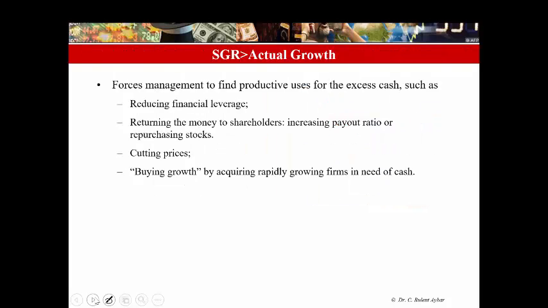If the sustainable growth rate is exceeding actual growth rate, the firm might reduce its financial leverage, or it might return money to shareholders by increasing payout ratio. It might cut its prices and reduce profit margin. Or the firm might acquire high growth companies to push up its actual growth rate towards sustainable growth rate. So these are the strategic options that the firm would have if the sustainable growth rate is exceeding its actual growth rate.